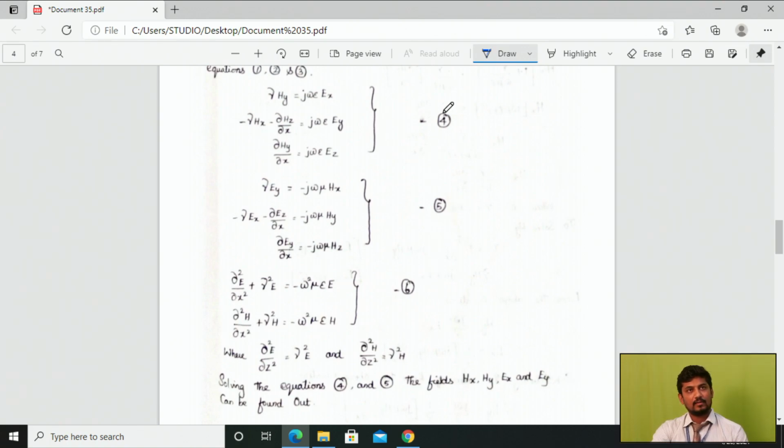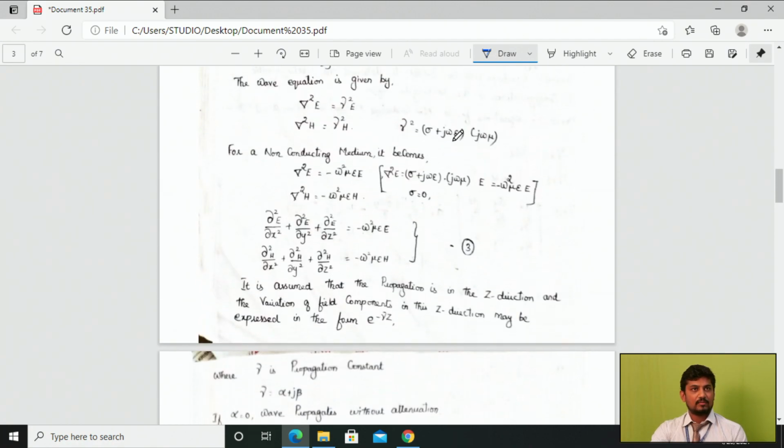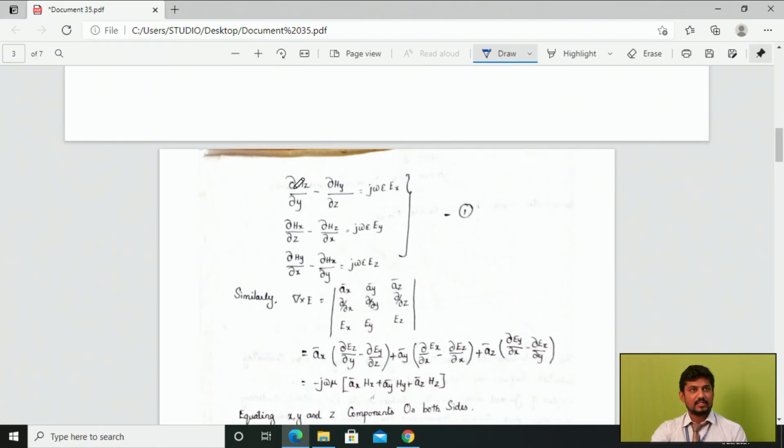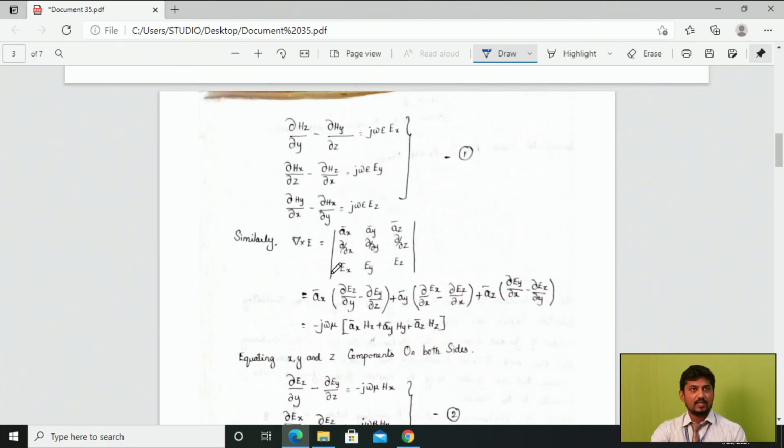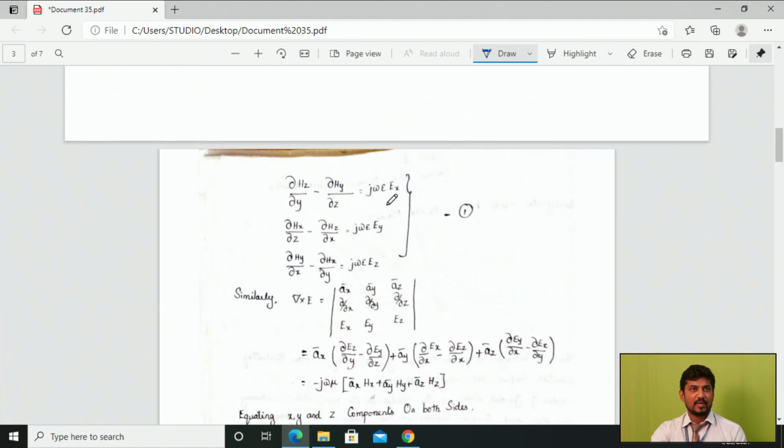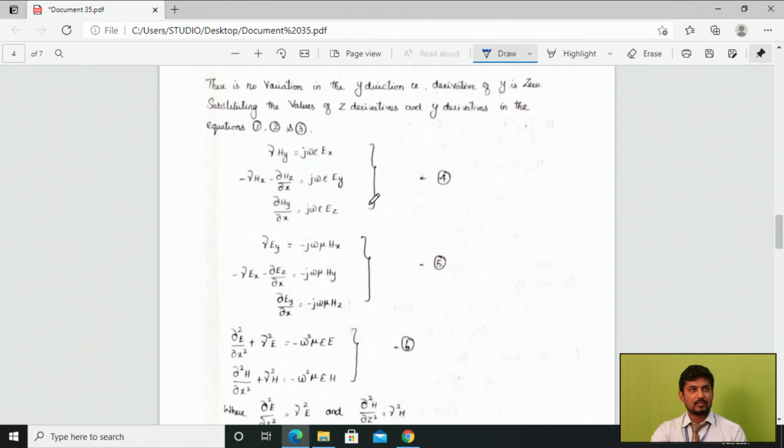Equation 4 comes from equation number 1. See equation number 1. First, y derivatives put 0, and substitute the z derivatives. See, the z derivative value is minus gamma hy, minus with minus, so plus gamma hy is equal to the right hand side. The right hand side we can simply write like this: j omega epsilon ex. Like this we can substitute for 4, 5, 6, and we will get the answer like this.